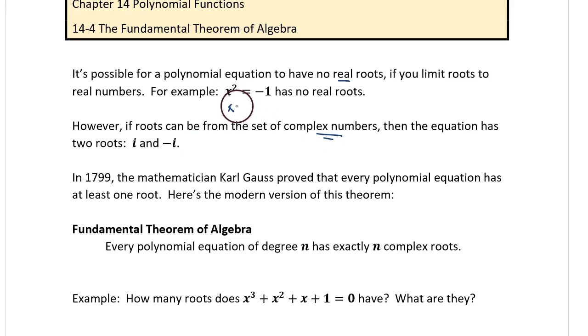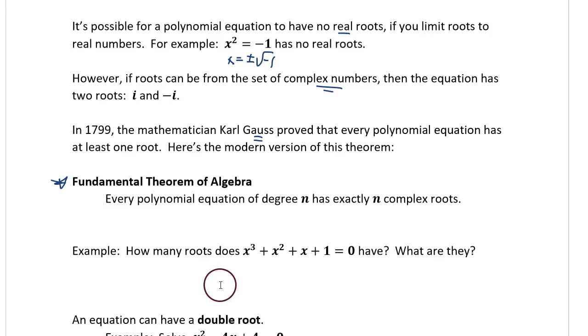You would take the positive and negative square root of both sides. The square root of -1 can be written using the symbol i, and so you get positive i or negative i. In 1799, the mathematician Carl Gauss proved that every polynomial equation has at least one root. Here's the modern version of his theorem. It's called the fundamental theorem of algebra.